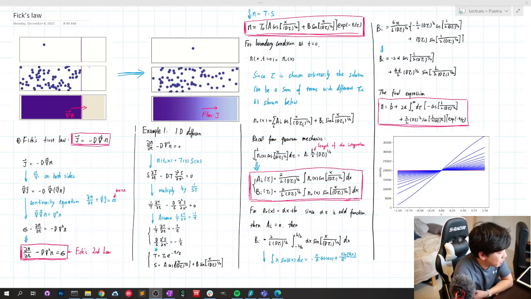As soon as the barrier is taken out, you would imagine there will be a flux of particles going to the right, just like shown on the right-hand side. To describe such a phenomenon, Fick's first law does it. J equals negative D gradient of n. J is a flux, D is a diffusion coefficient.